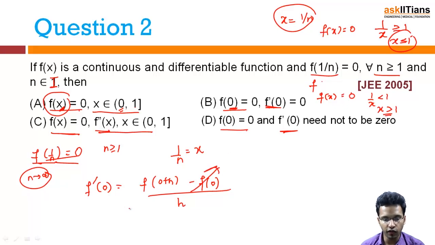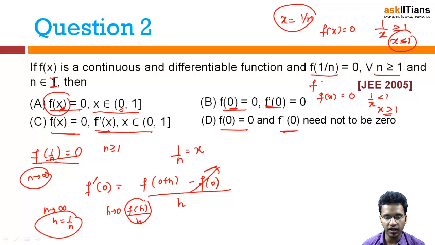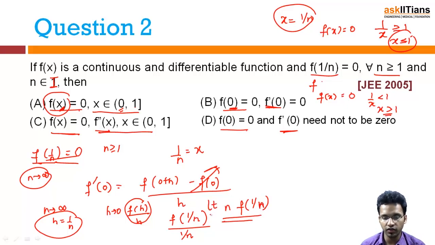Now f of h over h, where h is tending to 0. If I take n tends to infinity such that h is equal to 1 by n, I can play with this. So this will become f of 1 by n over 1 by n, with limit n tends to infinity. Now this is very interesting. Here most of you will say that we are stuck again, but we are not.